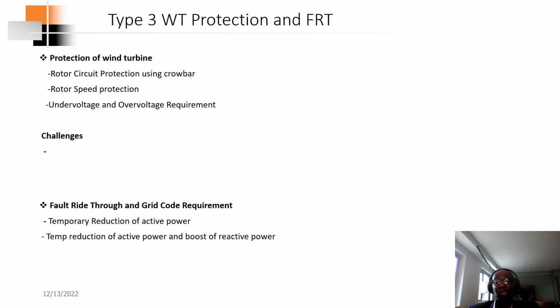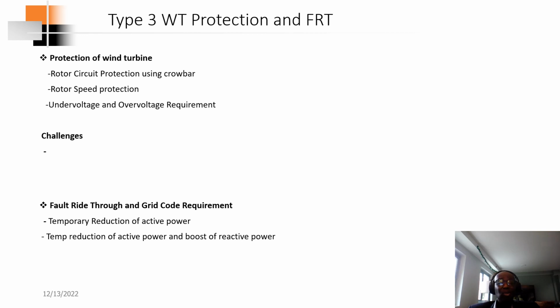Remember, some of the utility and transmission companies install series capacitors just to decrease the reactance and transmit higher power. And it becomes a challenge if you install a wind farm in close proximity to these series transmission lines. Next is fault ride-through, which leads us to grid code requirements.